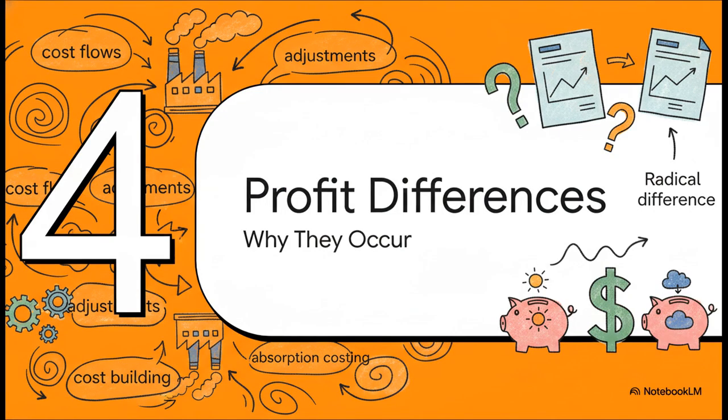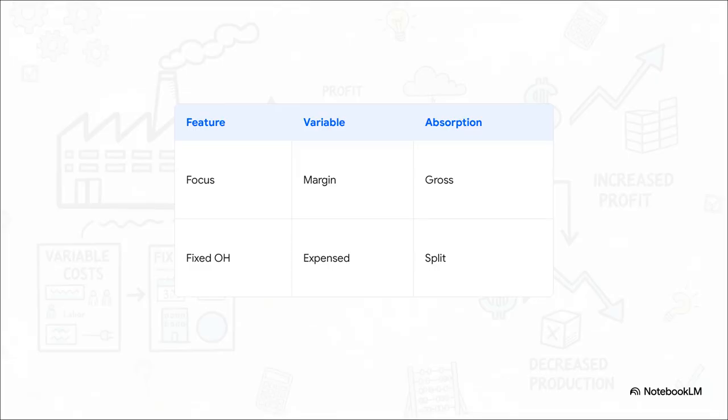Section 4. Why profits can differ. So, now that we know how these costs are built, we can finally crack the case of the differing profits. If you look at the structure of their statements of comprehensive income, the divide is super clear. Variable costing subtracts all variable costs to highlight the contribution margin, showing you exactly how much each unit contributes to covering your fixed costs. Absorption costing, meanwhile, focuses on gross profit, subtracting the full cost of sales. Because absorption costing splits that fixed overhead between the units you sold and the units left sitting in the warehouse, the profit numbers completely diverge.